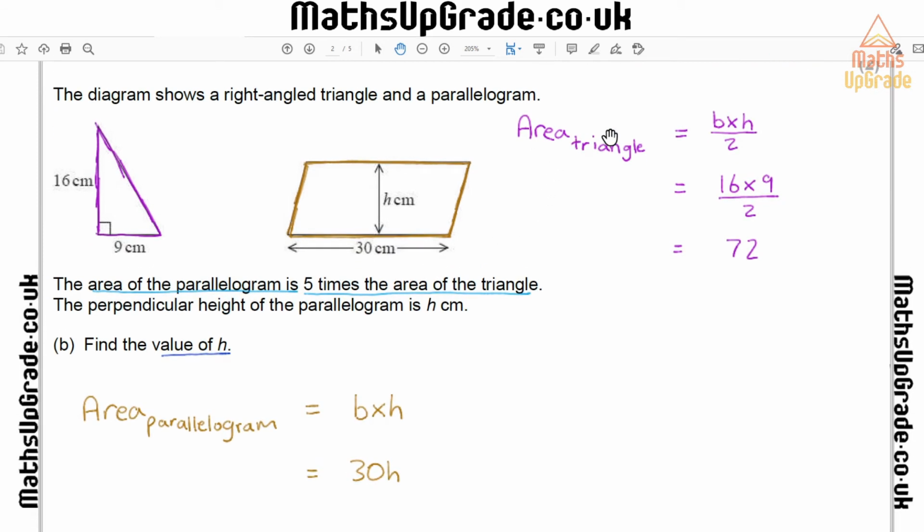So the area of a triangle is base times height divided by 2. Remember, it's a perpendicular height. That's a right angle, so that's fine. 16 times 9 divided by 2 gives me 72. So the area of that triangle is 72.